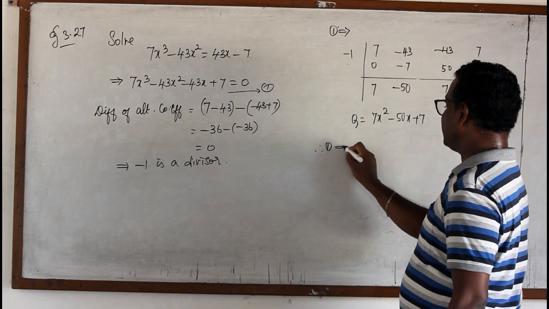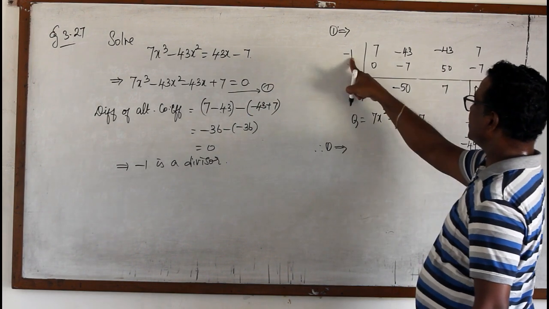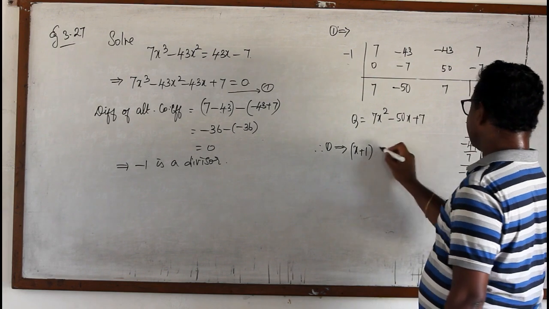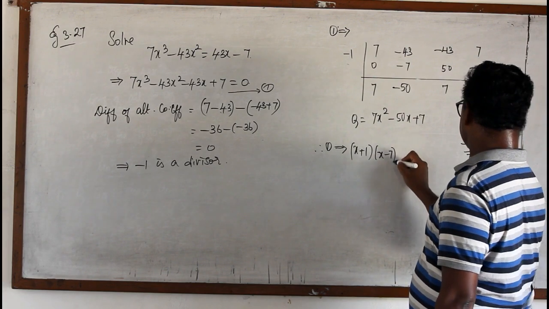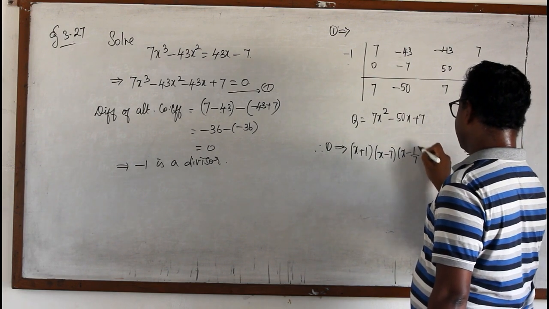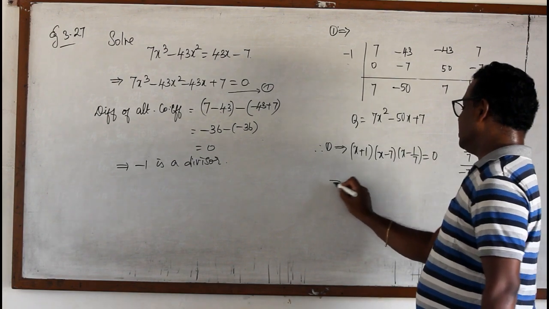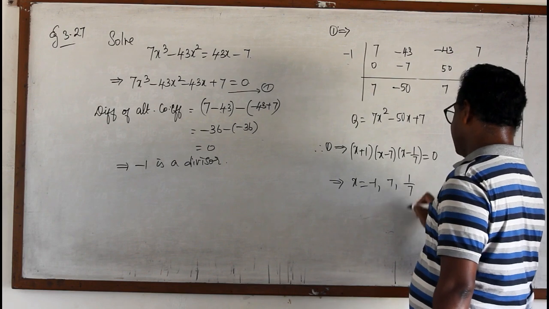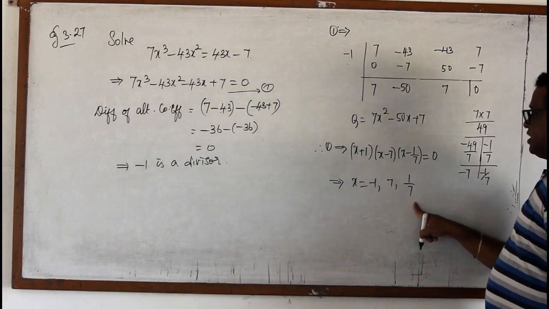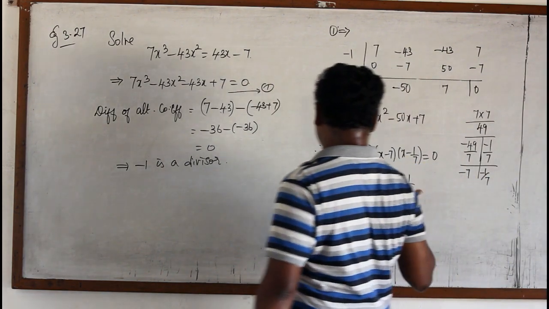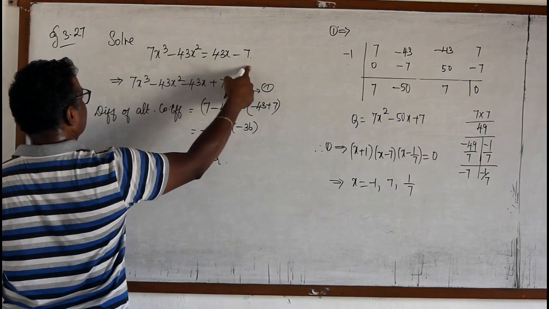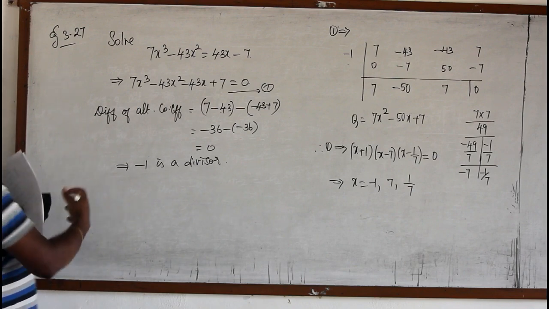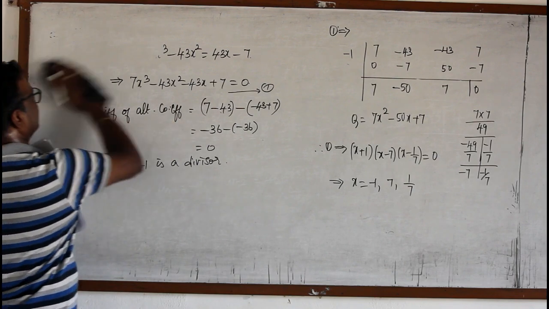Therefore, the equation can be written as: minus 1 is a factor, means it is x plus 1. And this portion can be written as x minus 7, x minus 1 by 7 equal to 0. This implies x equal to minus 1, 7 and 1 by 7. See, you can say reciprocal roots will occur because the coefficients of the end terms are equal and the other two terms are equal. But we shall try by this method itself.